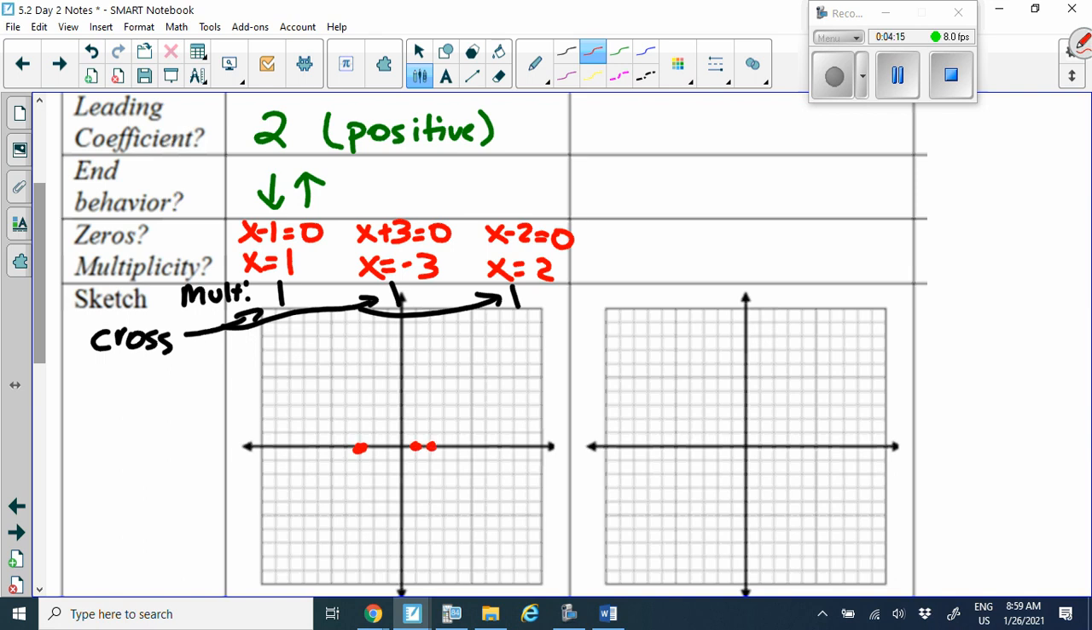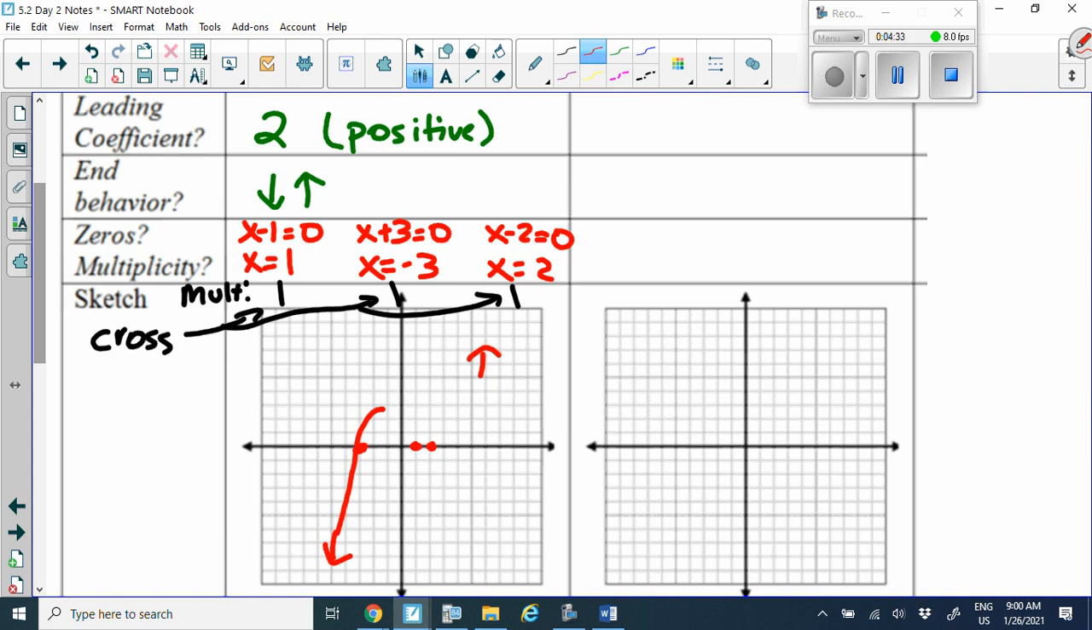Okay, now let's do the arrows of our end behavior. So I'm going to have one that goes down, one that goes up. Now let's connect everything. So we're going to cross at each of these. So when I cross, that means I go through the x-intercept. Now you're going to see that I'm going to create a little hump here.